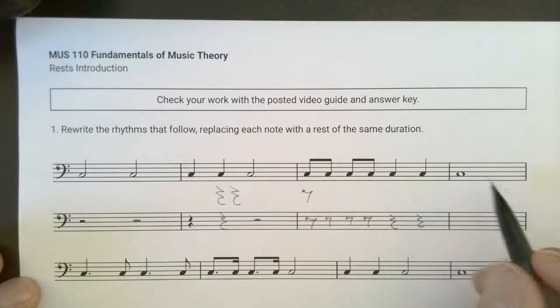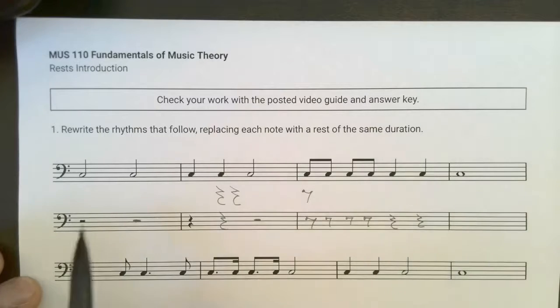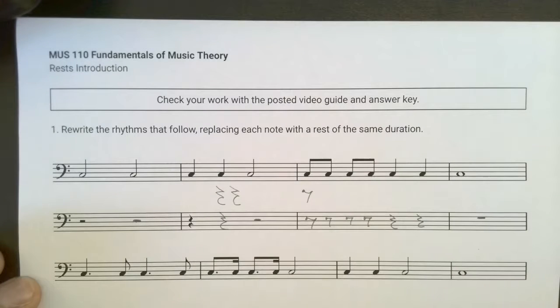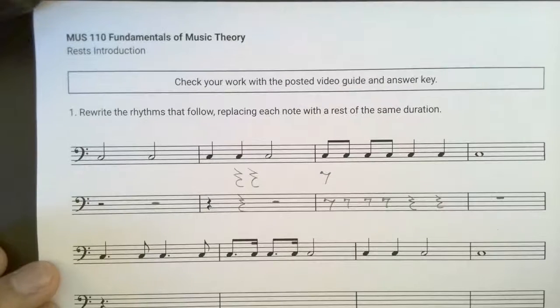Now the whole rest sits below the line. Remember, the half rest sits above the line. The whole rest sits below the line, below the second line from the top. The half rest is sort of like a cake, while the whole rest is sort of like a fluorescent light bulb hanging on the ceiling.